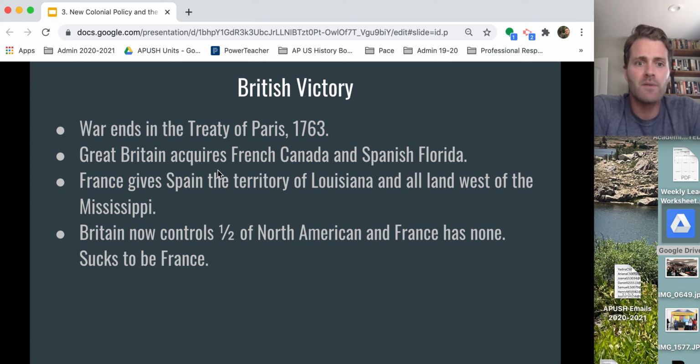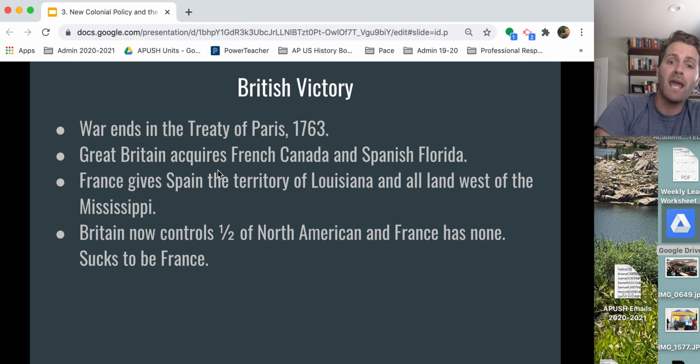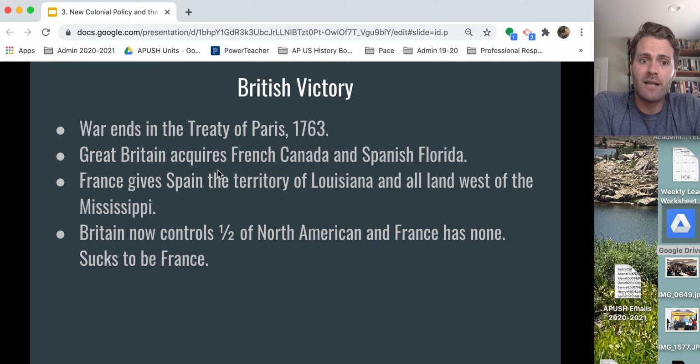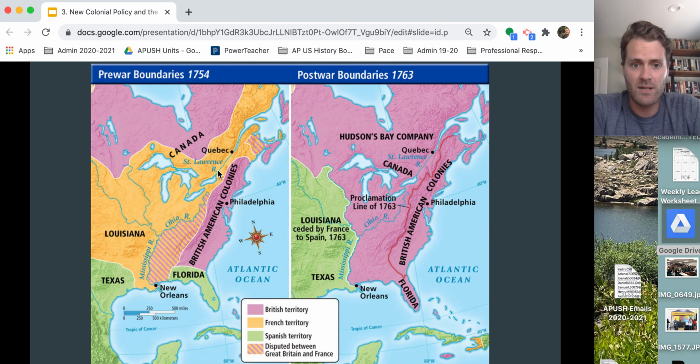And the treaty gives the British all of French Canada, so all that land you saw that the French said they had, and Spanish Florida, so that little sliver of Spanish control down south. France is going to give Spain all their inland land, all the land west of the Mississippi River. I'll show you a map in a minute. And now France is gone, right? Britain now controls half of North America. Spain controls the other half of North America. France has nothing. It sucks to be France, right? Losing wars has consequences.